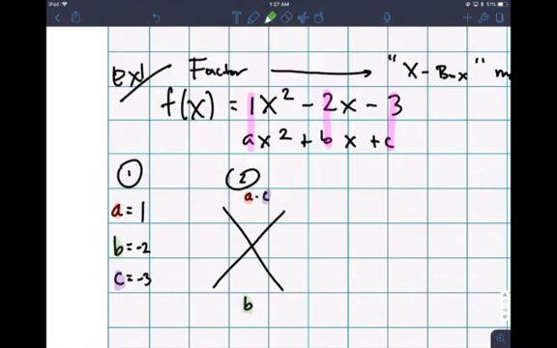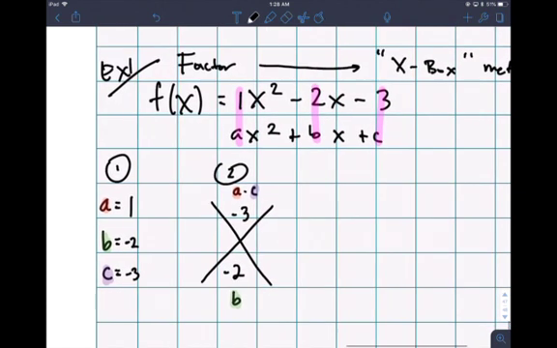A times C means 1 times -3, which is -3. A is 1, C is -3, and if I multiply those two together, 1 times -3 is -3. And B, what's B equal to? B is equal to -2. That's it.